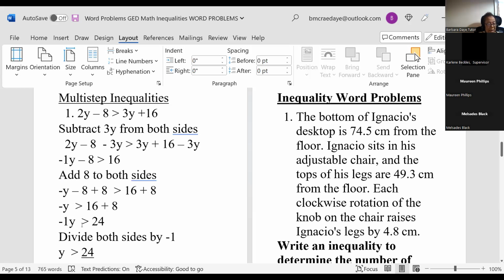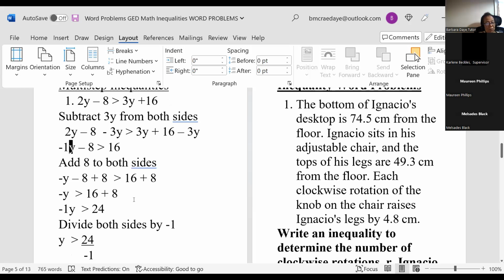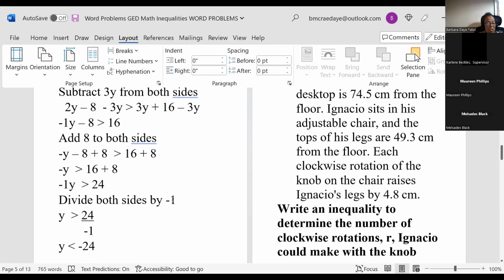So I divide out my negative. There again, go to your rules of inequalities. Divide or multiply by a negative reverses the inequality. So instead of greater than, it becomes less than. Positive 24 over negative 1 gives a negative 24, from the sign rules. Unlike signs give you negative, like signs give you positive for both division and multiplication.